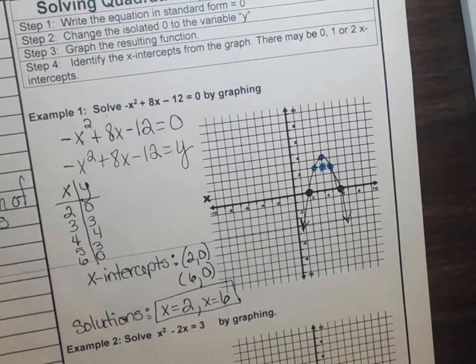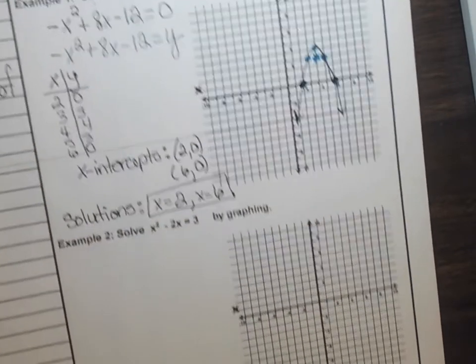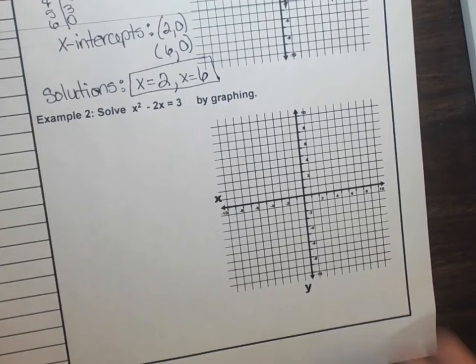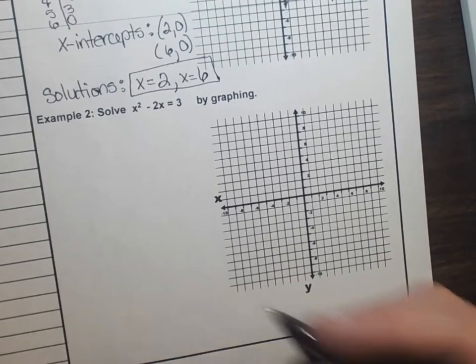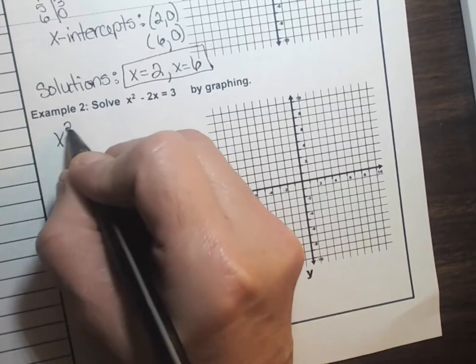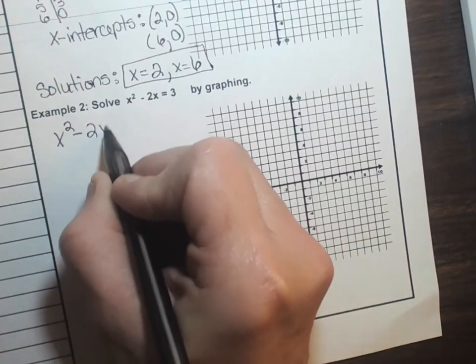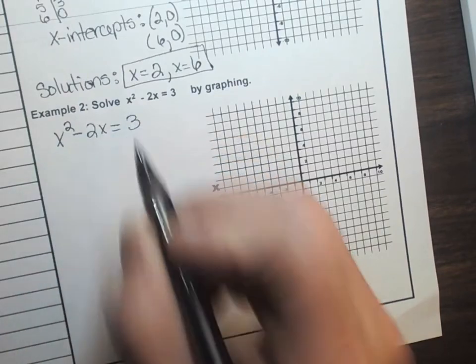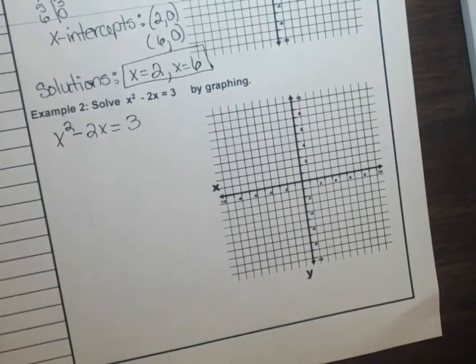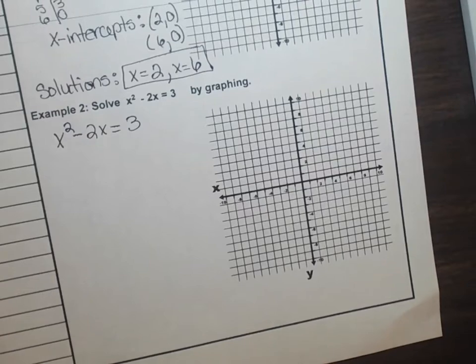Okay, so now we're going to go to example number 2. Example number 2 is solve x squared minus 2x equals 3 by graphing. So I'm going to write x squared minus 2x equals 3. Well, if you go back to your notes at the top, it says write the equation in standard form and have it equal to 0. As you can see, our equation is not in standard form and it's not equal to 0.